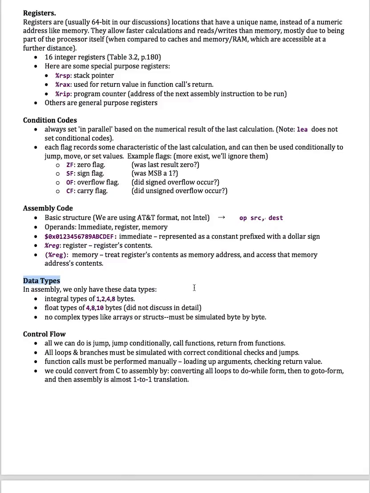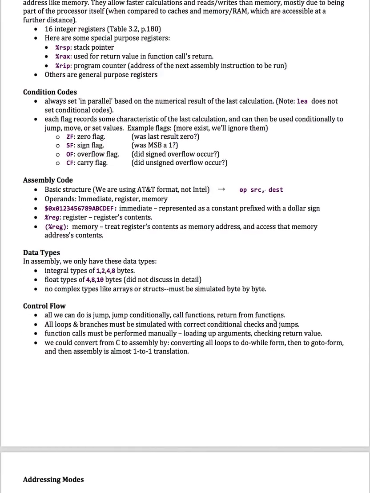Data types in assembly were either integral types or floating types, where we mostly talked about the integral types, so we haven't really discussed too much about floating types. And one important thing is that in assembly, we do not have complex data types or abstract data types like array, structure, union. So in order to express those abstract data types, the assembly must simulate these data types byte by byte.